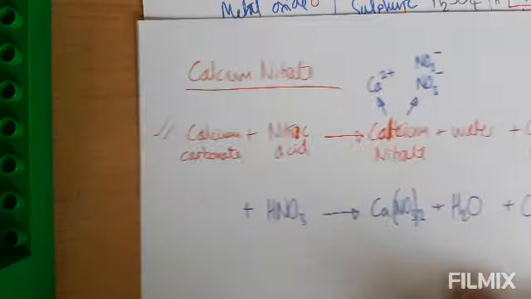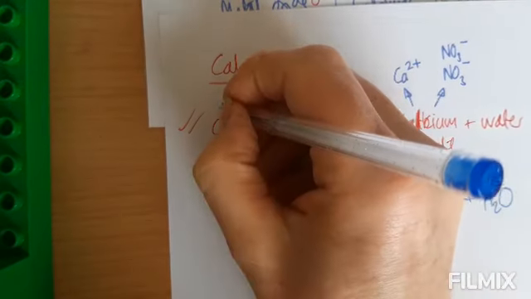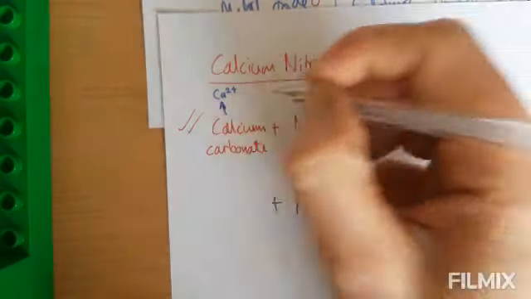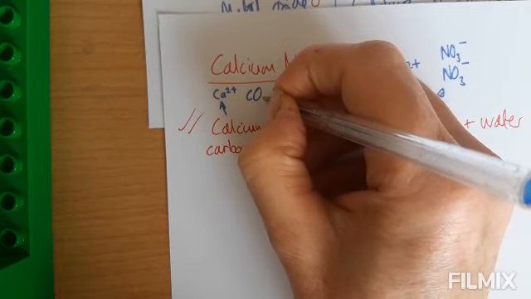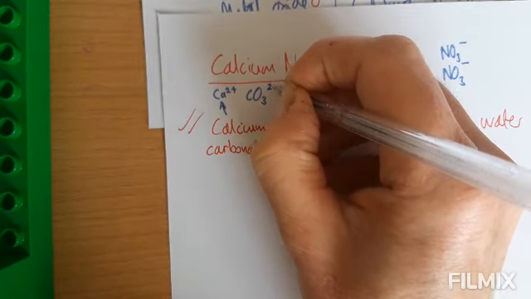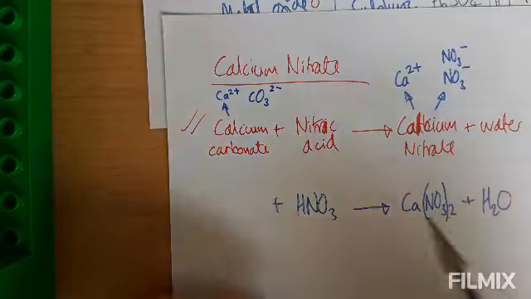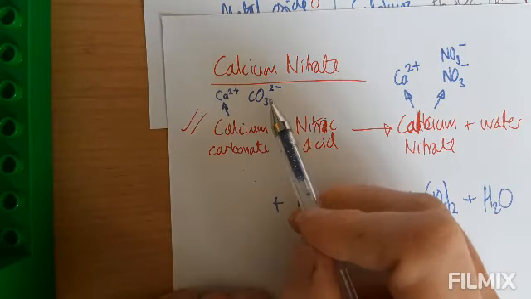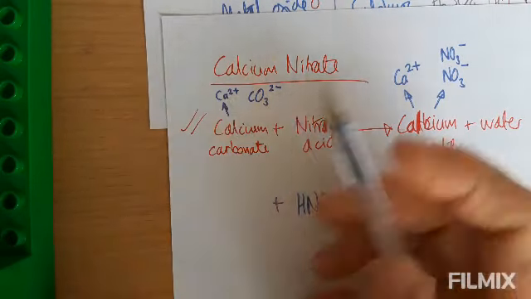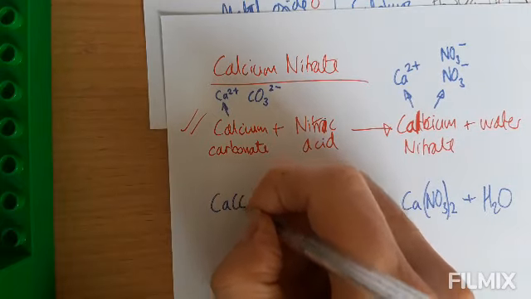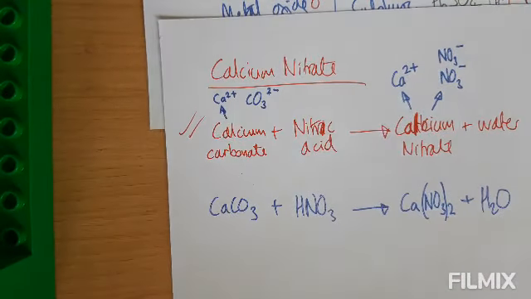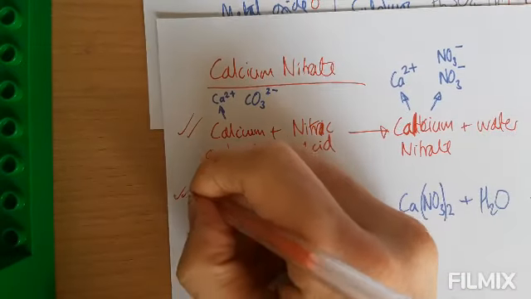I go to the other side, calcium carbonate. Calcium is Ca2+, and carbonate, I gave you it on your table, is CO3 2-. If you notice here, you've got a calcium 2+ and a CO3 2-. They cancel each other out anyway, so you're left with CaCO3. You've got all your formulas right, you're doing really well, you've got 2 marks out of 3.